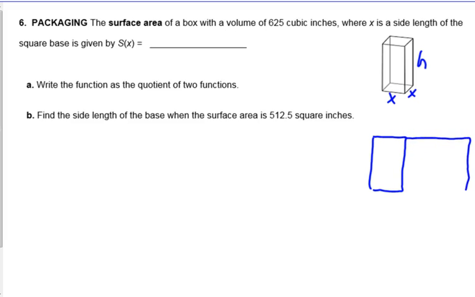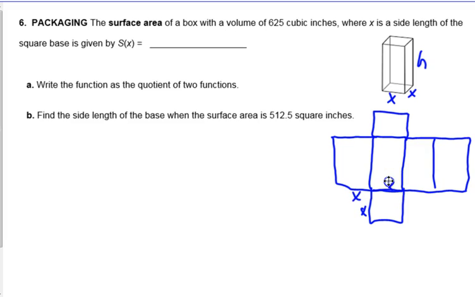These going this way are all the same size. Let's see if I can do that better. Alright, mine don't look the same size, but they're better anyway. Doesn't matter where I put those flaps. But this is x by x by x by x by x, and this is the height.